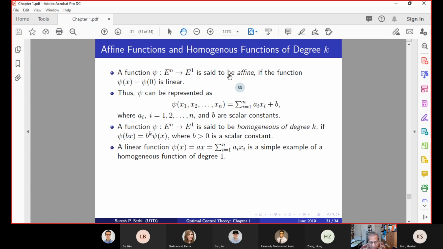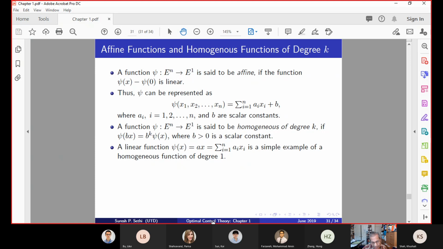There's something called an affine function, which is kind of linear, but not quite. An affine function is such a function that if I take the value at 0 and subtract it, then psi x minus psi 0 is linear. If I take an axis, a linear function goes through the origin, but anything that translates the linear function above or below has an intercept. That intercept becomes psi 0. If I subtract that, the function goes back to the origin. So the affine function is anything that's parallel to a linear function. As you can see here, psi 0 becomes b, and this becomes a linear function.